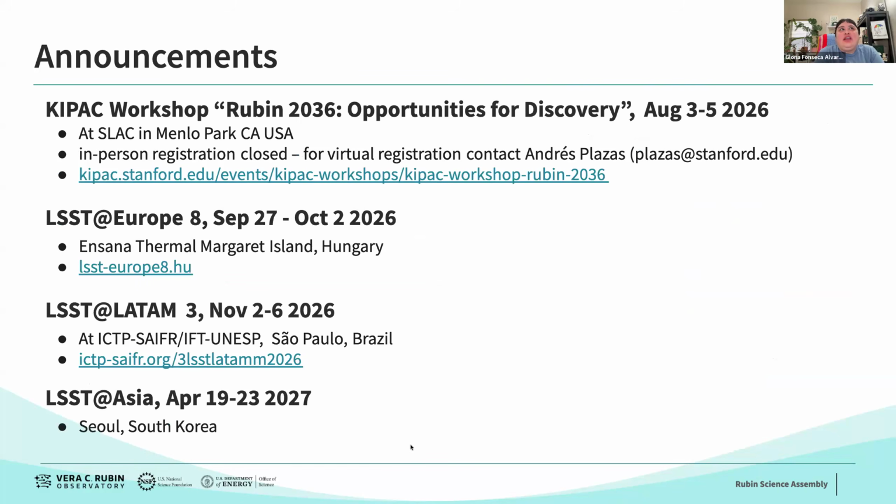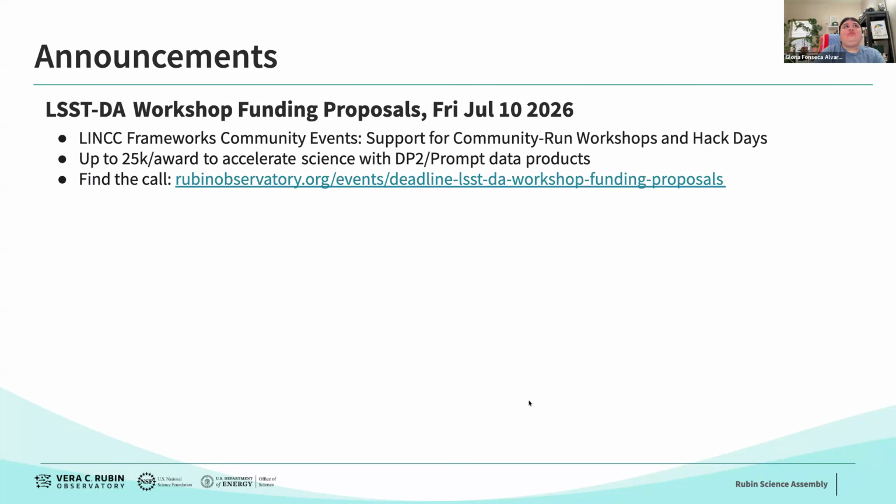Some other things going on right after the Rubin Community Workshop: there'll be Rubin 2036 Opportunities for Discovery. You can contact Andres Plazas if you're interested in attending virtually. There'll be LSST at Europe, Latin America, and Asia conferences in 2026 and 2027. Then I think tomorrow, Friday, July 10th, is the deadline for workshop funding from the LSST Discovery Alliance.